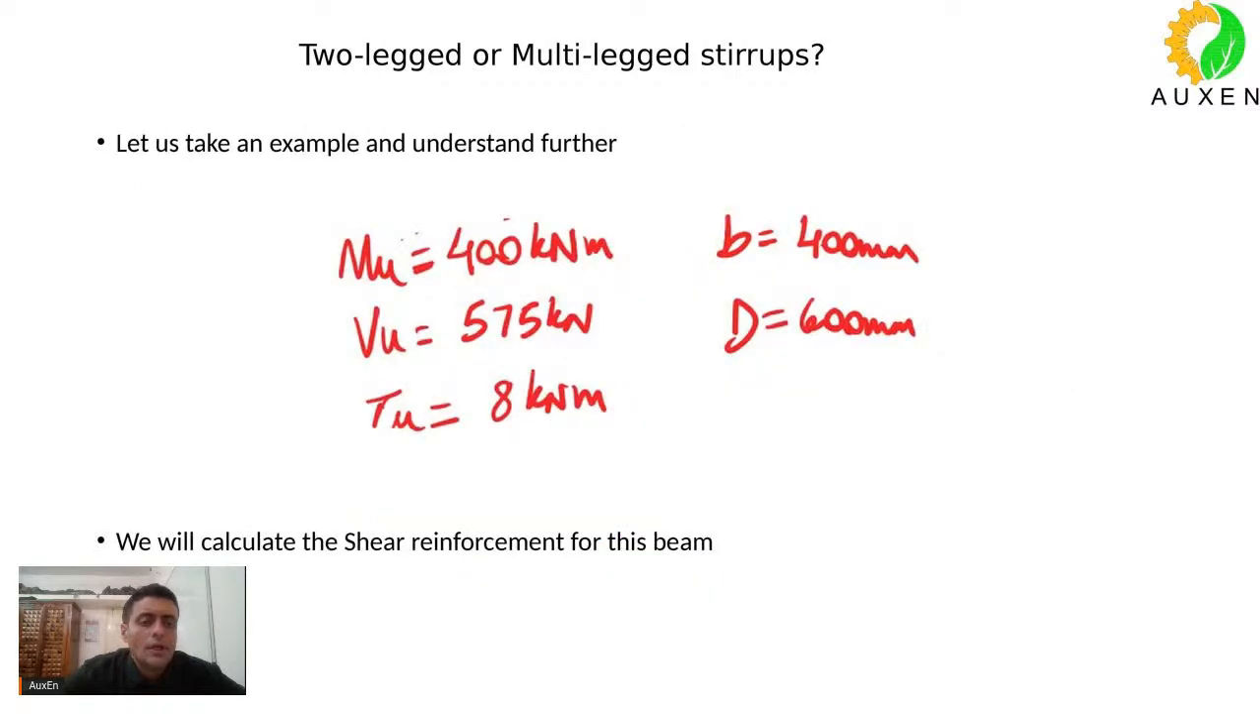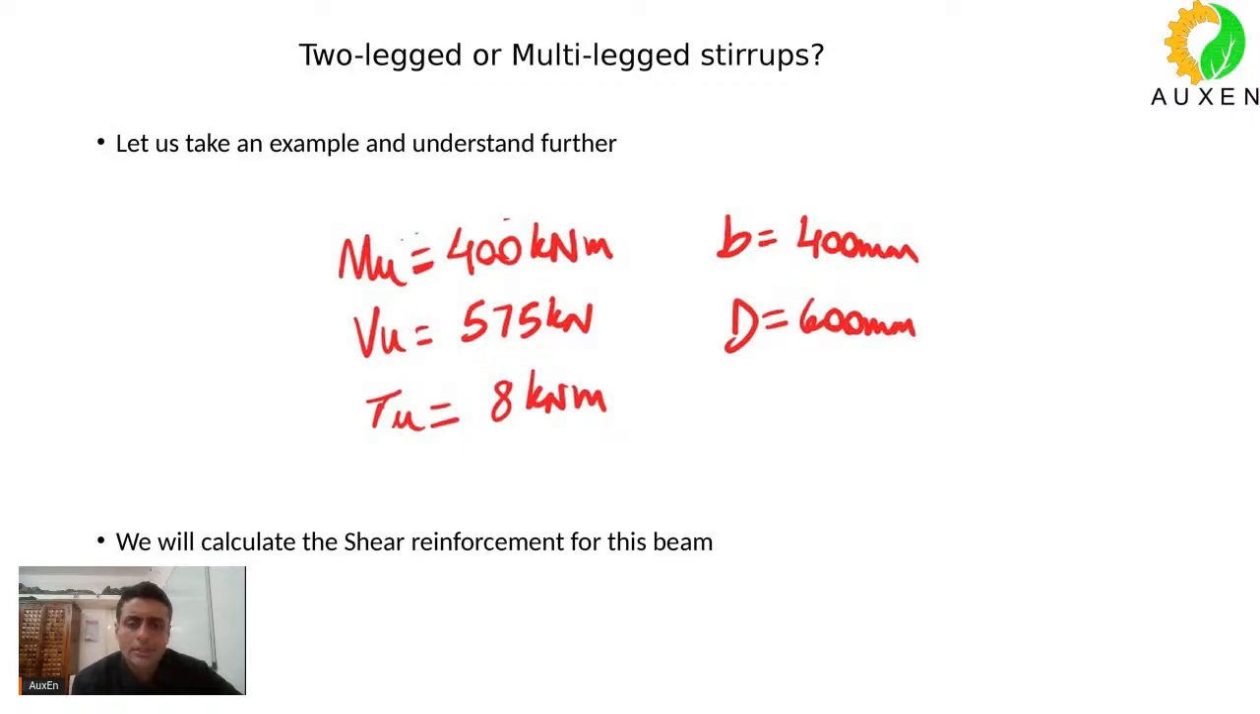So we have taken an example to just understand this further, and I've just written down the analysis moment, Mu, analysis shear, and analysis torsion. Let us assume that we have got these values from some software output. There is one thing that you will notice in these values, and what is that? You will straight away notice that this beam is having a large moment, it is having a large shear, but the torsion value is relatively small, correct? It's not a very big torsion value. Compared to the torsion value, you have got a substantial shear and a substantial moment.